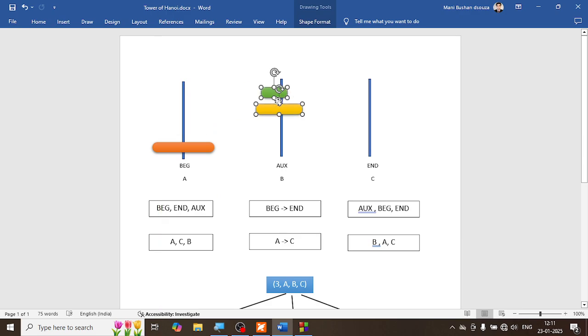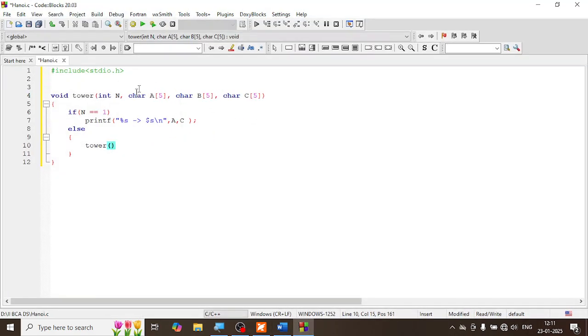Remember, at a time you have to bring one. You can't directly bring both of them. At a time you have to bring one, then you have to bring this. Somehow, that step I am not interested in. I'm just saying, get these n minus 1 disks and move them to the auxiliary location. So this is what I'm going to say: move the n minus 1 disks from A to B using the help of C.